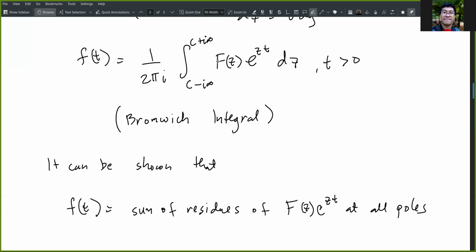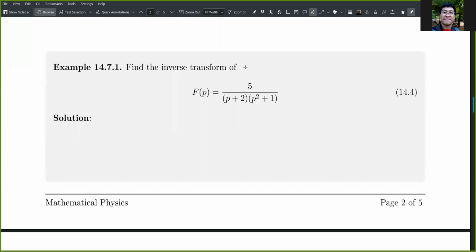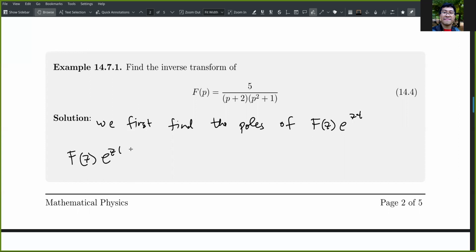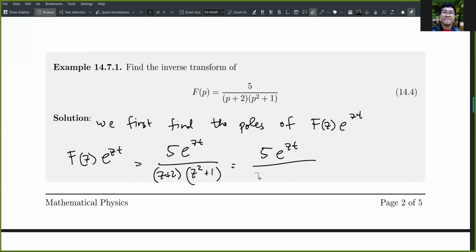Which means that if you know the form of F(z), you can easily find the inverse Laplace transform using the Bromwich integral. For example, find the inverse transform of F(p). In this example, we first find the poles of F(z) e to the zt. So if you write F(z) e to the zt, we replace p by z and multiply everything by e to the zt. So you have 5e to the zt divided by (z plus 2)(z squared plus 1). Z is a complex number, so you can also write 5e to the zt over (z plus 2)(z plus i)(z minus i).